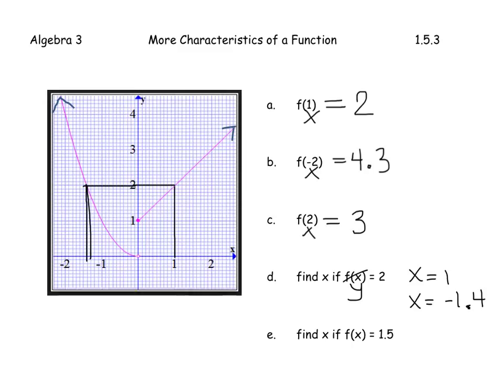And lastly, one more time, if f of x is equal to 1.5, we can trace over to both sections and get our two respective x values. x can be 0.5, or x can be negative 1.3.